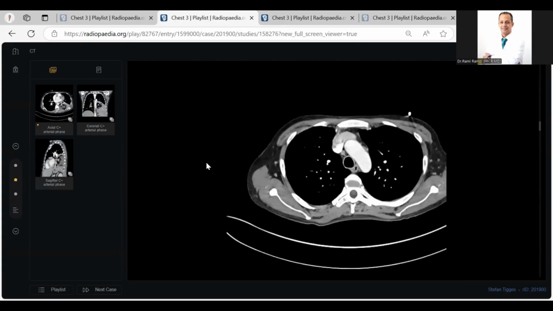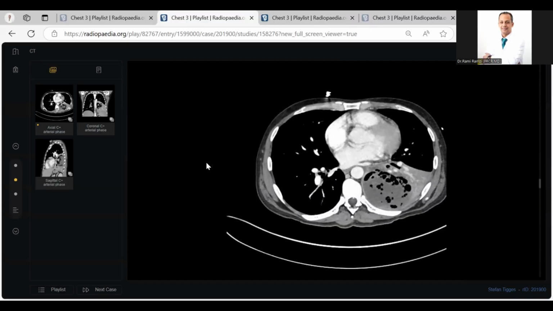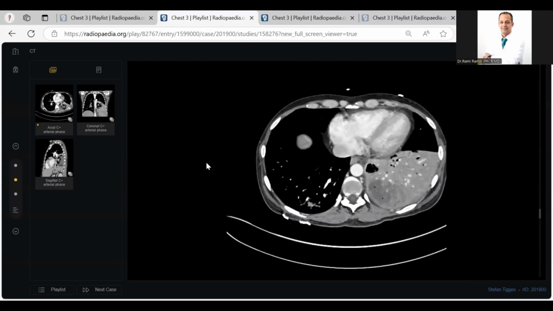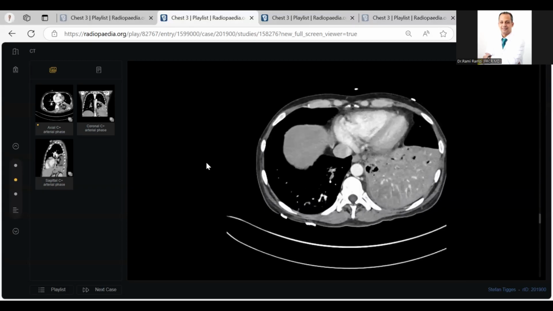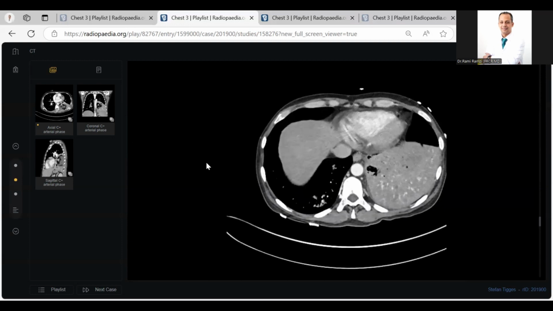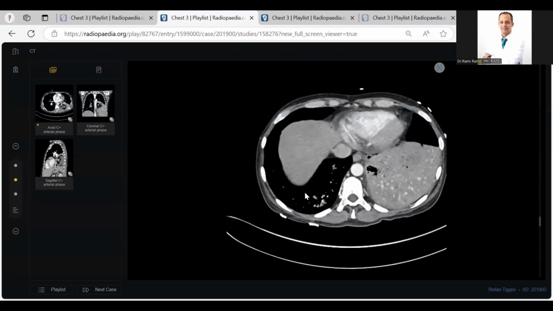CT scan of the patient, 35 years old. All right, I can see there is a cavitating lesion in the left lower lobe with some air bronchograms in the collapsed segment as well. Can you just scroll once again? I want to see the bronchus.